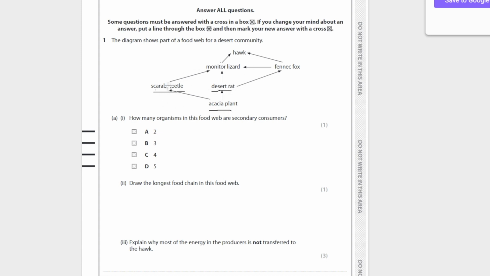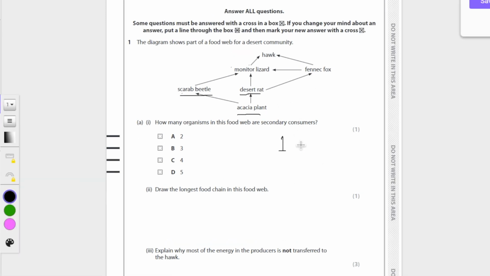So we can see that it goes from the scarab beetle to the monitor lizard. So that is a secondary consumer. It also goes from the desert rat to the monitor lizard. But that is the same organism, so there's still only one secondary consumer. But we can also see it goes from the desert rat to the fennec fox, so that makes it two secondary consumers. So even though there's two arrows going here, there's only one monitor lizard, right? So you don't count it as three. The answer is 2, which is A, and I hope you can understand that.